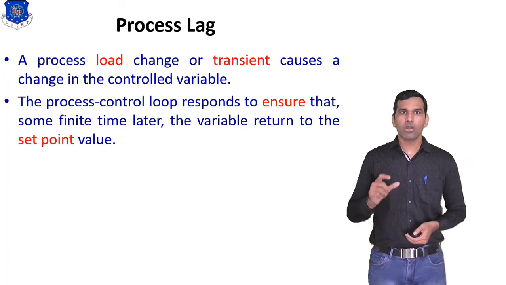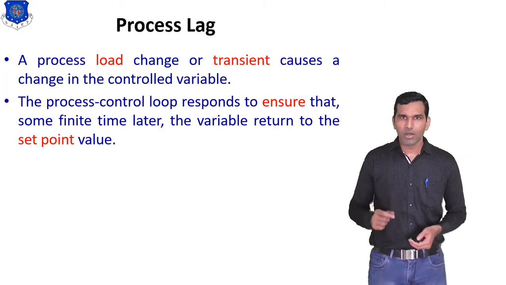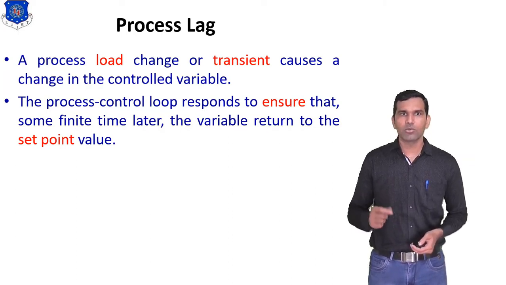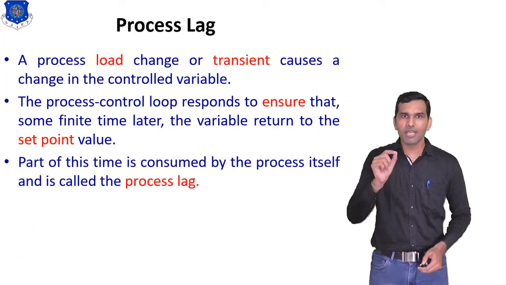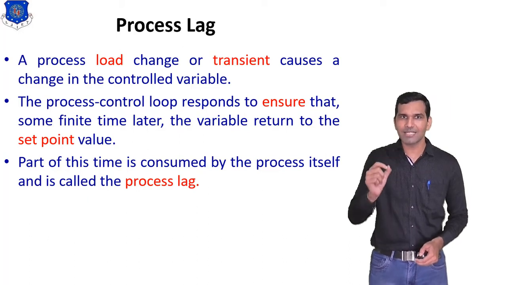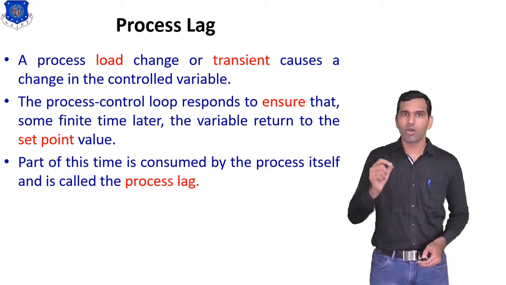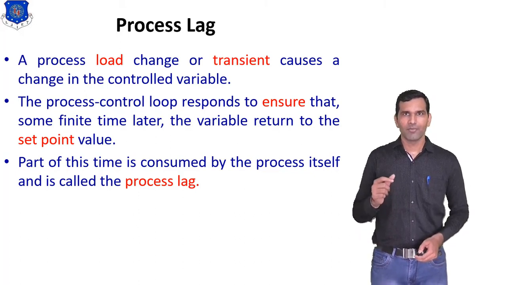The process control loop responds to ensure that some finite time later the variable returns to the set point value. Part of this time is consumed by the process itself and is called process lag. So this is the process lag.